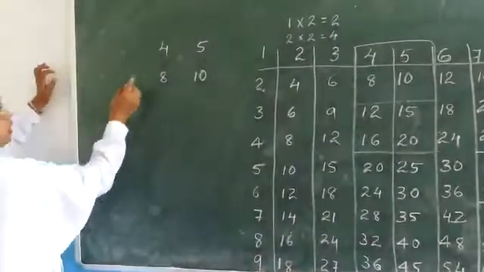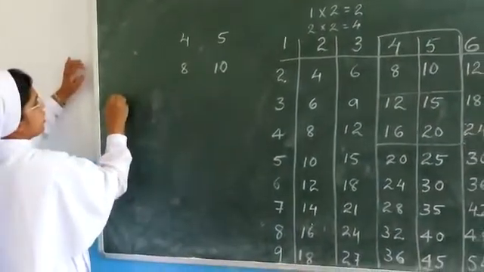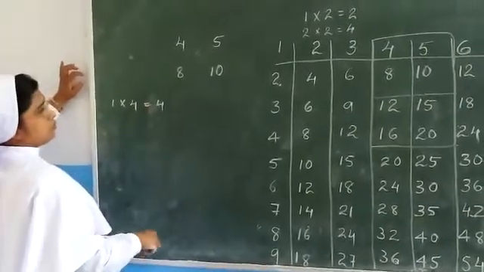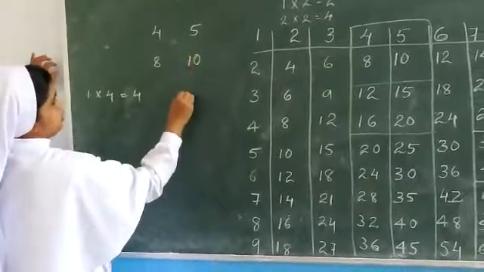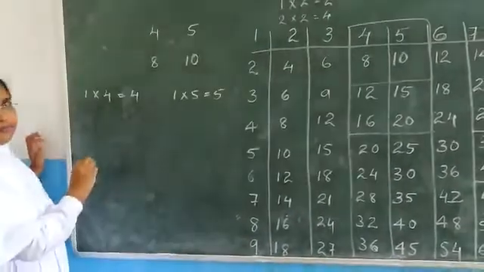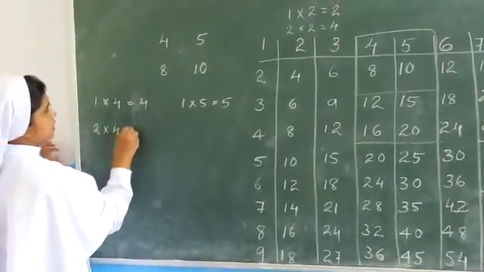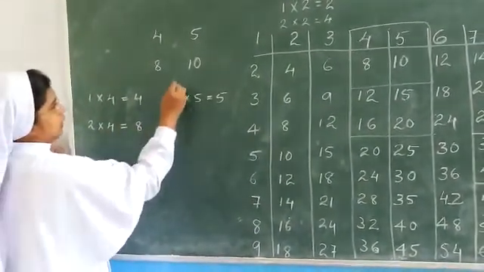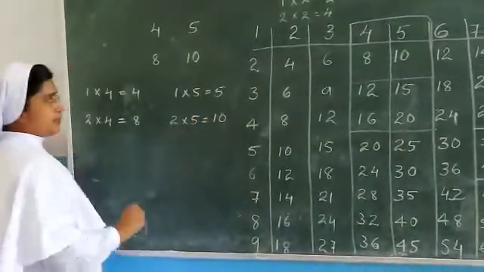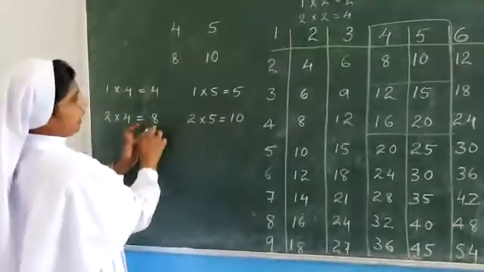Now just look here. How will we get 4? 4 is 1 into 4. How do you get 5? 1 into 5 is equal to 5. Next, 8 is 2 into 4 is equal to 8, and 2 into 5 is equal to 10. So I am just writing only 4, 5, 8 and 10.